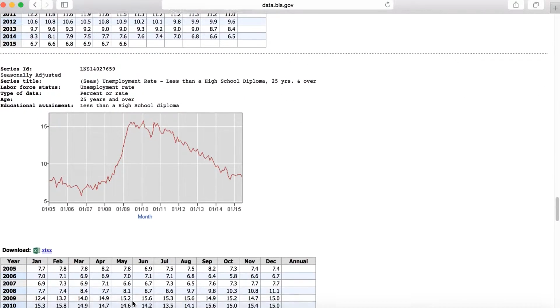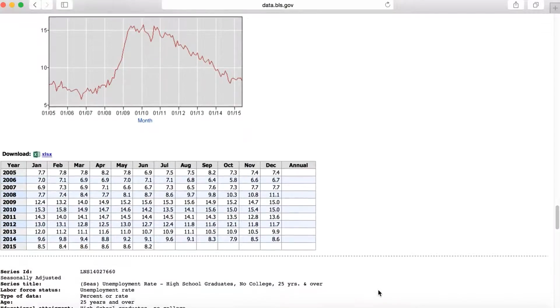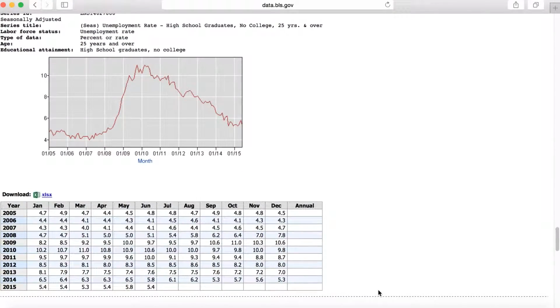Okay, so now let's look at how education plays in. We can see how race plays in for our unemployment data. Let's see how education plays in. For those individuals with less than a high school diploma that are 25 and over, the unemployment rate for them is 8.2. So almost 3 full percentage points above the national average. Okay, so we should see that that would be the highest category.